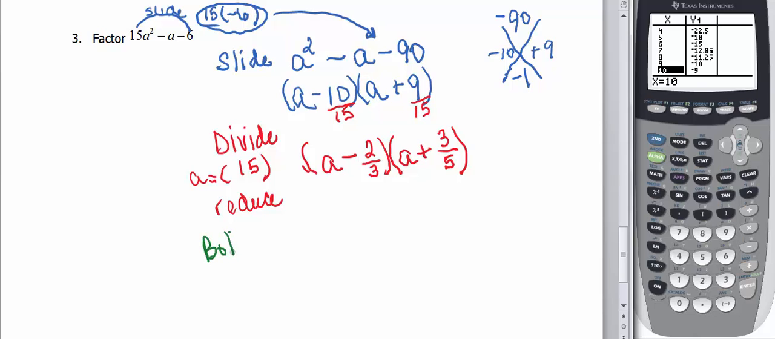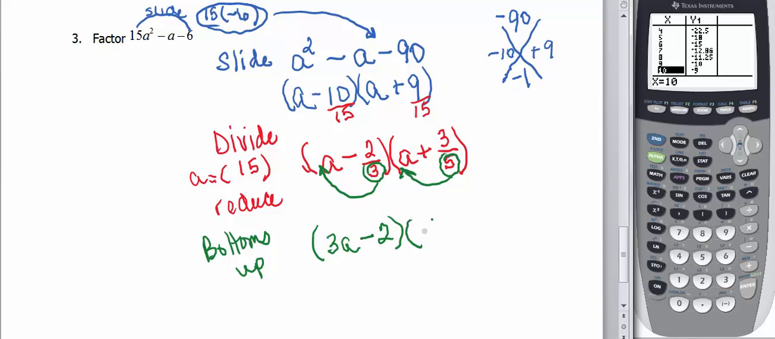And remember, that means take the denominators and move them up into the coefficient spot. And the bottoms move up and become 3a minus my numerator of 2 and 5a plus my numerator of 3. And since we didn't do another method to compare, let's multiply it out just to make sure.